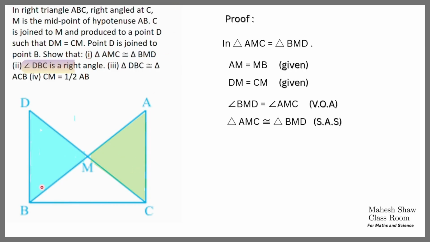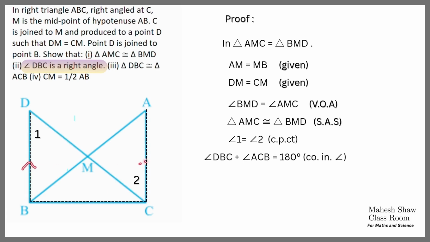Now in the second part, we have to prove that angle DBC, that is this angle DBC, is 90 degrees. Now since these two triangles are congruent, from CPCT we can write this angle 1 is equal to angle 2, as you can see that here D corresponds to C for the other triangle. But since these are alternate interior angles with respect to AC and BD, where DC is the transversal, we can say that BD is parallel to AC.